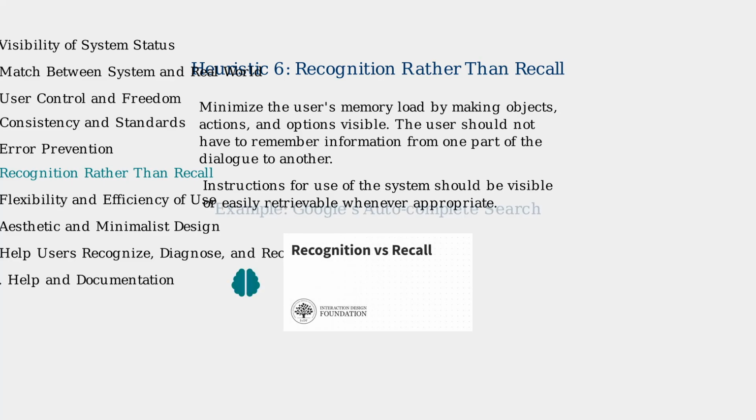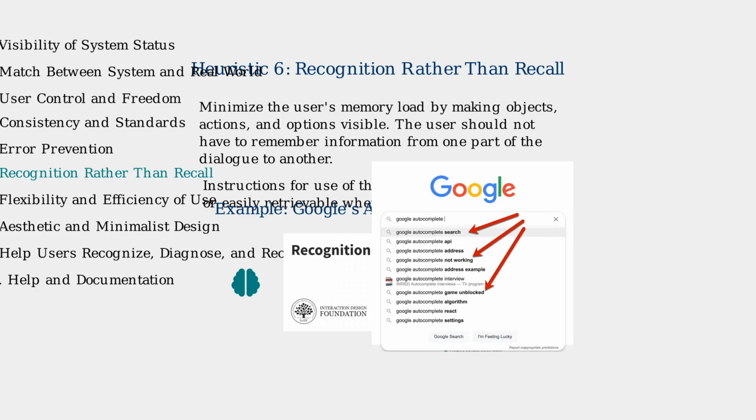A great example is Google's autocomplete search feature. Rather than forcing users to recall or type out full search queries, the system recognizes partial inputs and suggests complete options. This reduces memory load and makes searching faster and easier.